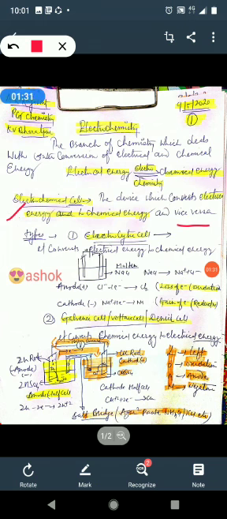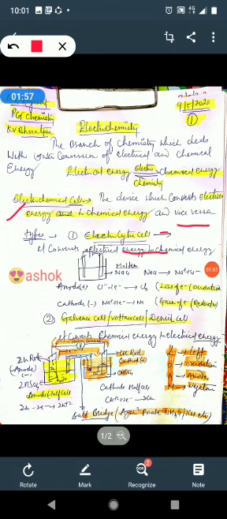Now you know that there are two types of energy we are dealing with in this chapter, electrical energy and chemical energy. So there are two types of interconversion also. So on this basis there are two types of cells. First, electrolytic cell. It converts electrical energy to chemical energy.